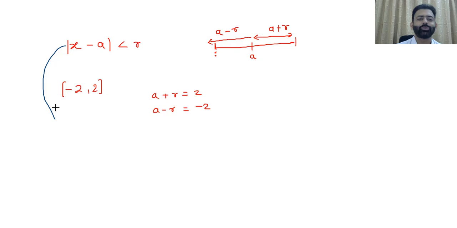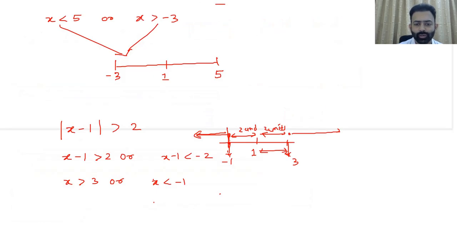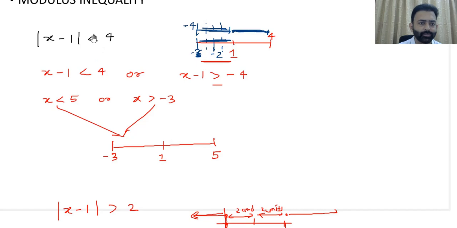If you do not want to go directly, you can open up this inequality, right? |x minus a| is less than r, meaning x minus a is less than r, or x minus a will be greater than minus r, just like I opened up this inequality. Okay, this one: x minus 1 is less than 4, or x minus 1 is greater than minus 4.